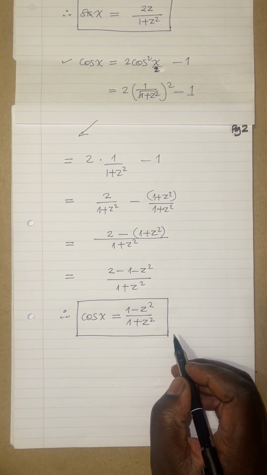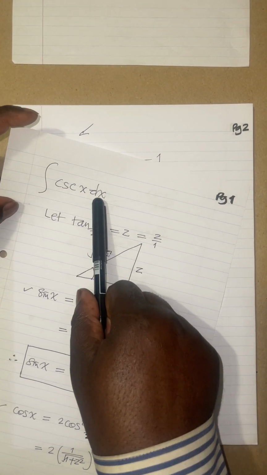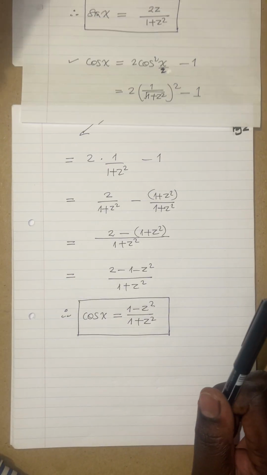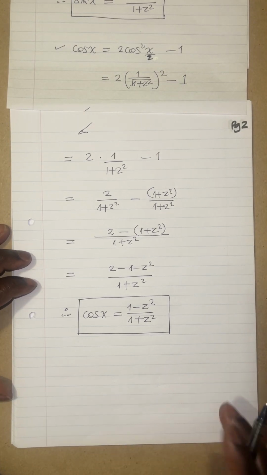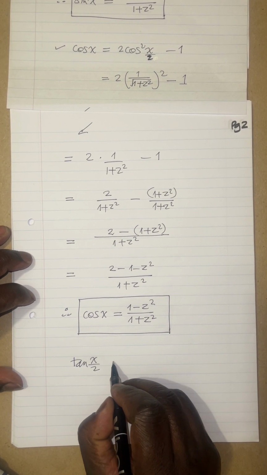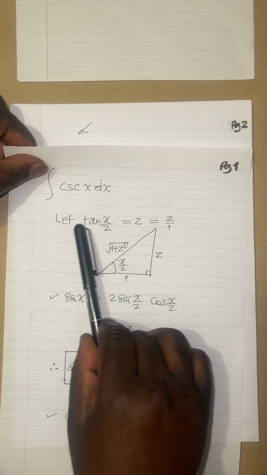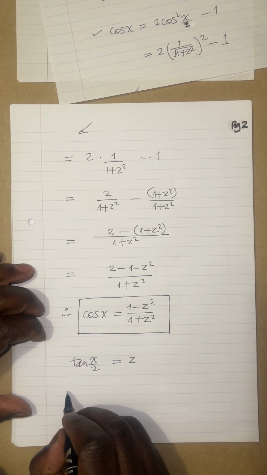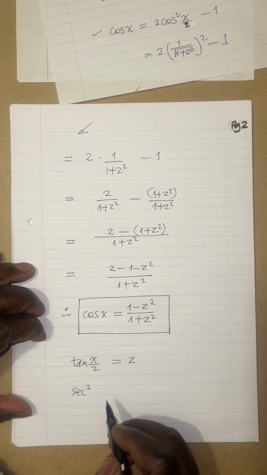The transition from dx to dz. Remember, we want to move from the variable x to variable z. So we have to look at the transition now. Taking us back to where we started from, we remember we started from tan of x over 2. This was equal to z right at the start there on page 1. I want to differentiate both sides. Derivative of tangent is secant squared, not secant.